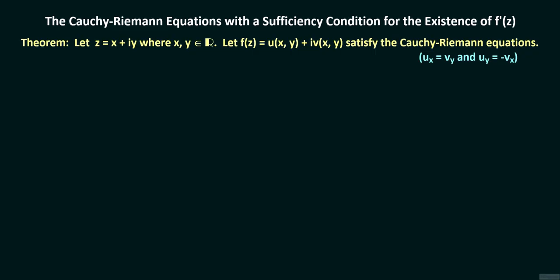Suppose that in addition to satisfying the Cauchy-Riemann equations, the partial derivatives of u and v are all continuous at z. Then f prime of z exists.